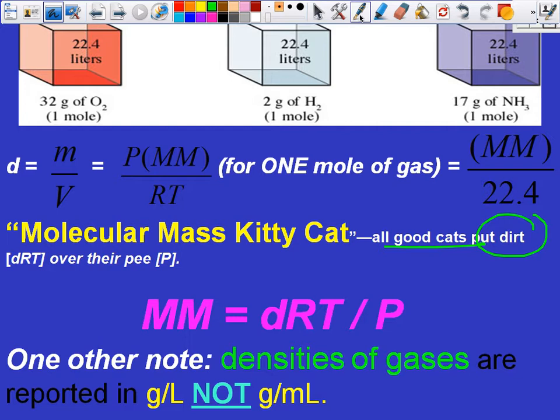And what does that mean? What does that stand for? Essentially, the molar mass of a gas is the density times the R gas constant times the temperature, all divided by the pressure. All right, so that's where we're going with this. Again, it's dirt, which is density, R constant, and temperature, divided by P. So if you think it's funny and you want to be able to use it, it's a good way to remember it.